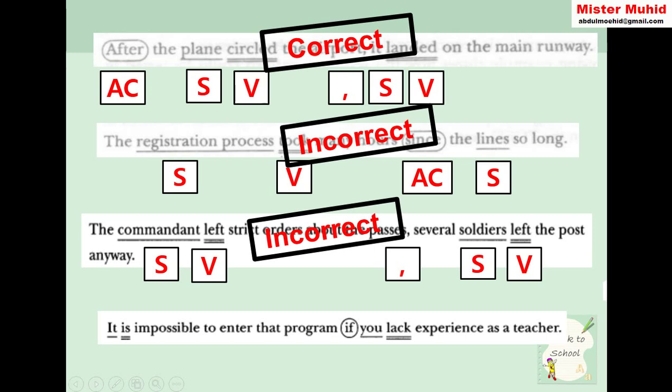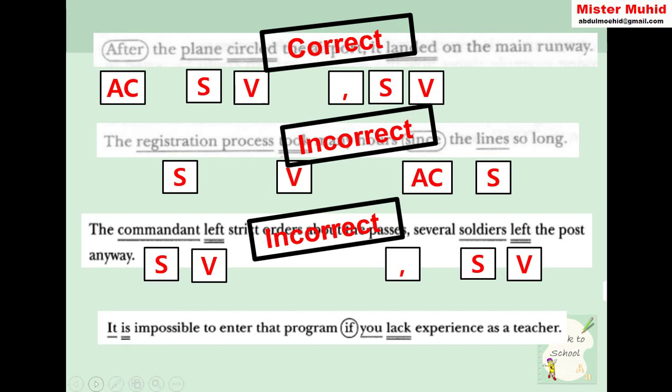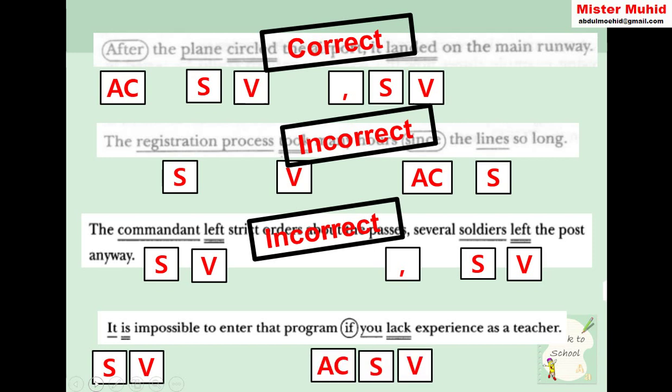And then number four, it is impossible to enter that program. So it is the subject, is the verb. And then you as the subject, like as the verb. And then if as the connector. So number four is the correct one.